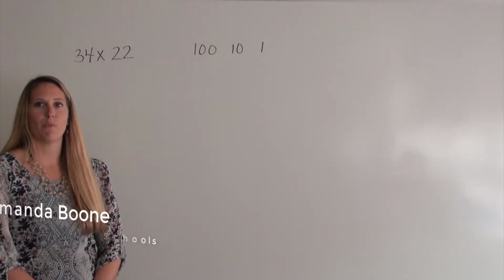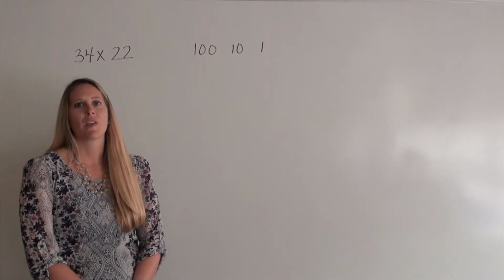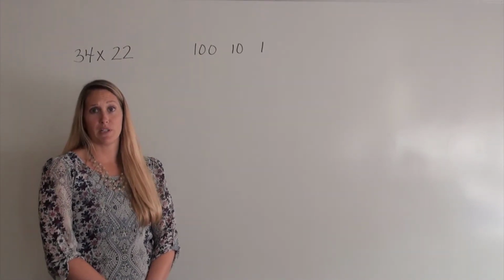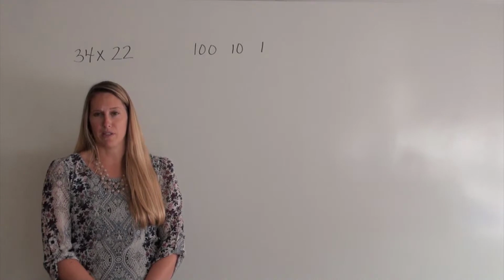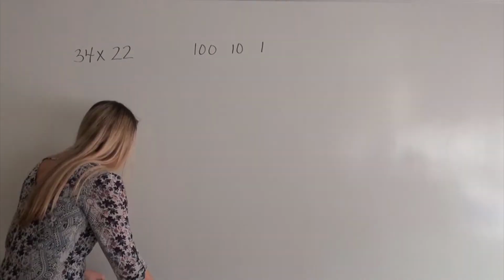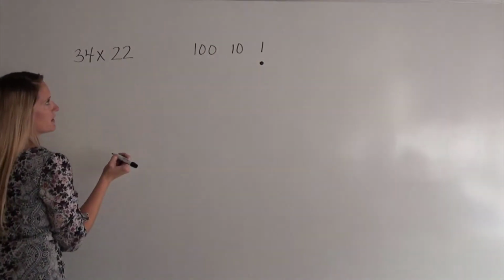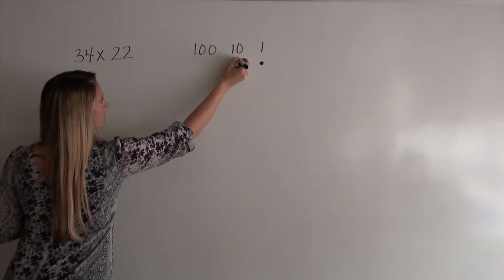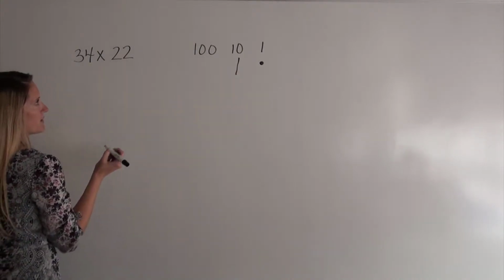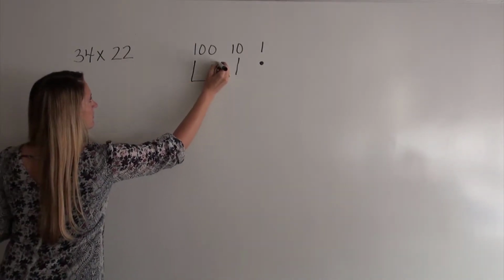Today I'm going to model multiplying multi-digit numbers. After students have had the opportunity to build an array with manipulatives, we can transition to drawing arrays. To draw my array, my ones I will represent with a dot, my tens I will represent with a line, and my hundreds I will represent with a square.